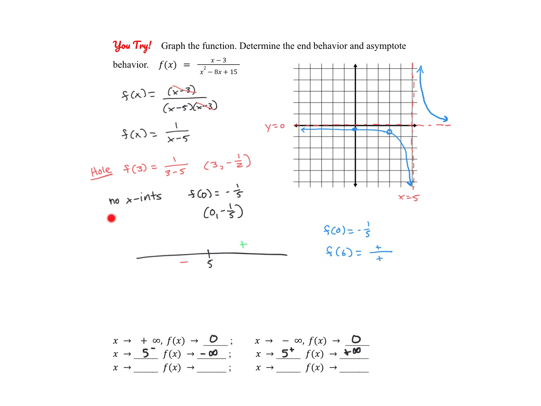There are actually no x-intercepts for this graph. If you set your numerator equal to 0, you can't solve. And our y-intercept is at (0, -1/5). So we just have to do a really quick sign analysis. Our graph is negative to the left of 5 and positive to the right of 5. So our graph will look something like this. And it will go through that hole at (3, -1/2) and our y-intercept. And here's our end behavior and our asymptote behavior.